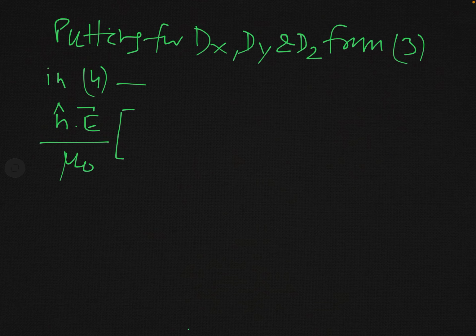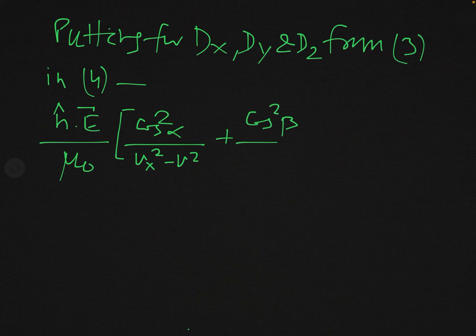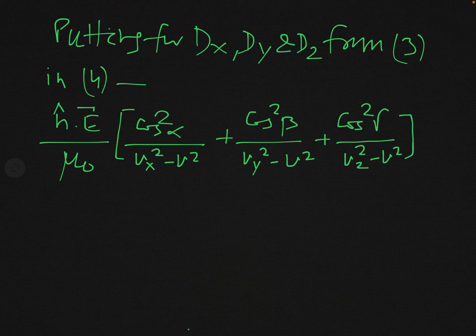And what will be the remaining term? You can see the remaining term actually contains, in the first term cos alpha, and here there is also cos alpha. So this will be simply cos square alpha over Vx square minus V square plus cos square beta over Vy square minus V square plus cos square gamma over Vz square minus V square, and this is equal to 0.